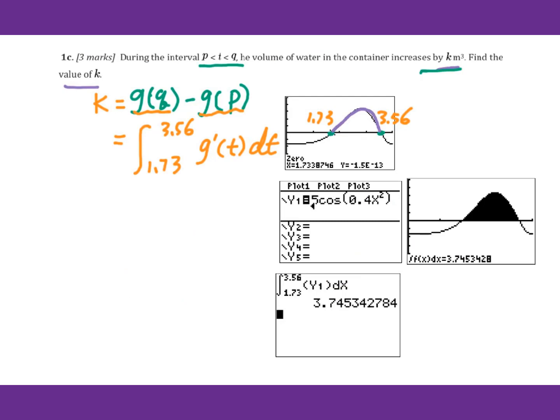There are two ways to work this out. For y1, we put in this function. Then we can do the integral on the graph. You will get 3.75. Or you can pull out to the main screen of your calculator, put it like this. You will get the same answer. So 3.75. That will be k.